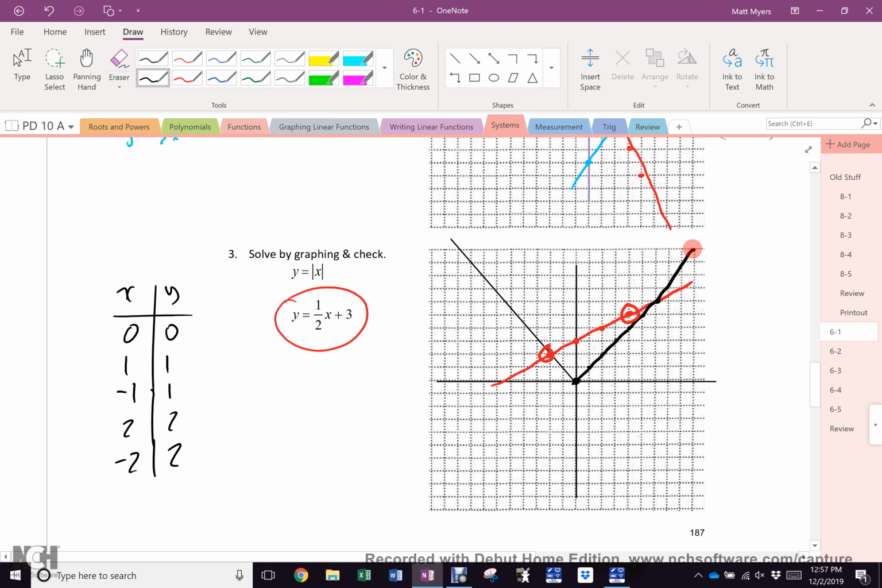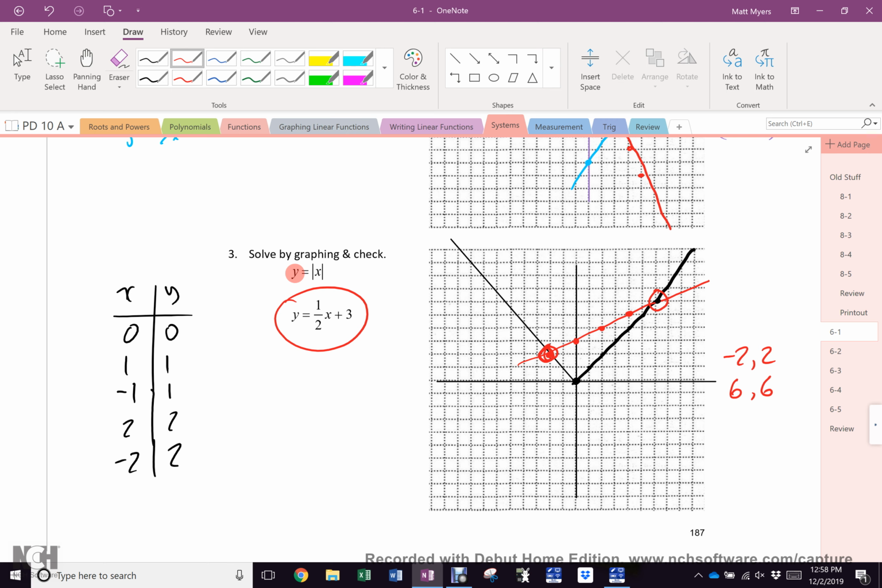My shaky hands have gotten me in trouble again. There and there. Negative 2, 2, and 6, 6. And we check. Is the absolute value of 6, 6? Yes. Is half of 6 plus 3, 6? Yes. Is half of negative 2 plus 3 positive 2? Yes. Is the absolute value of negative 2 positive 2? So as you can see, as long as the lines cross, there is a solution.